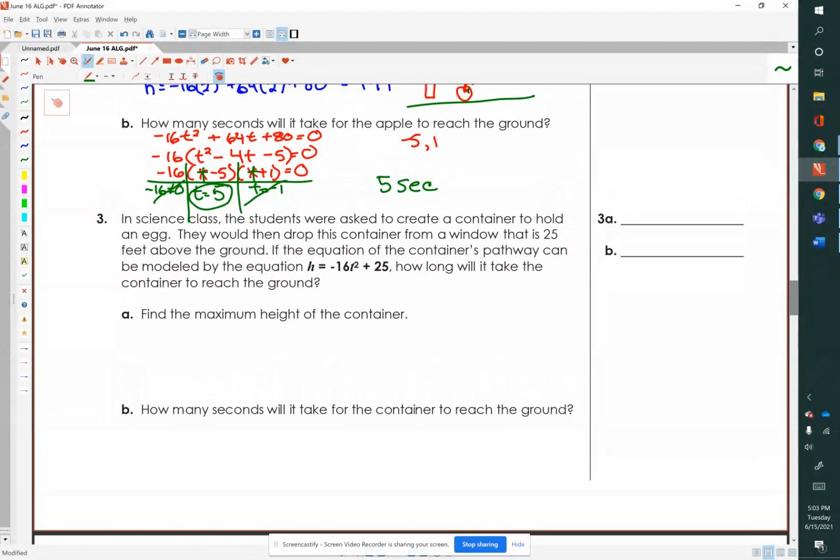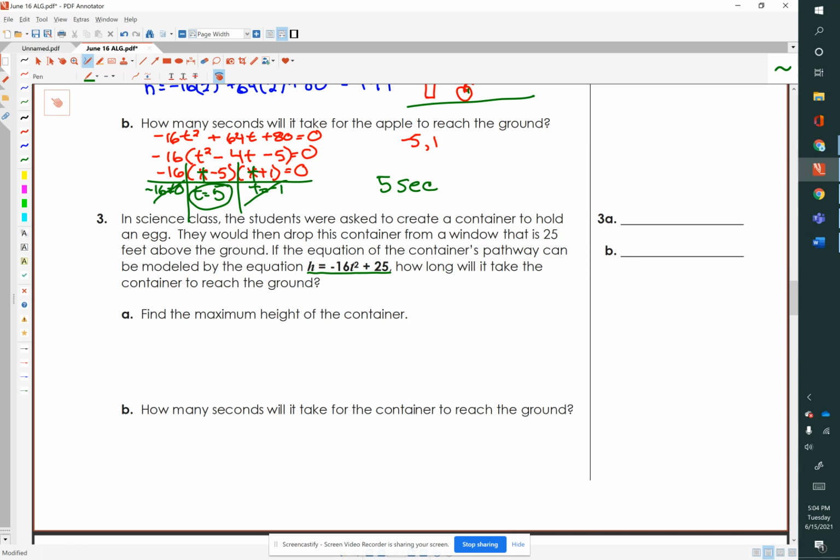Okay, number 3. In science class, students were asked to create a container to hold an egg. Then they would drop this container from a window 25 feet above the ground. If the container's pathway can be modeled by the equation h equals negative 16t squared plus 25, how long will it take for the container to reach the ground?